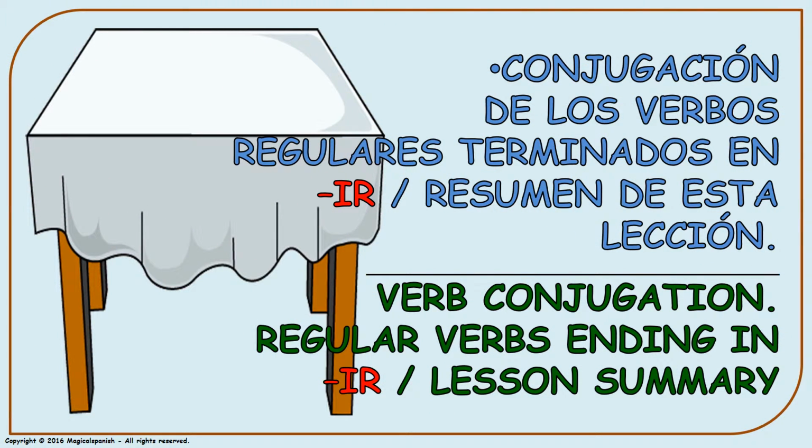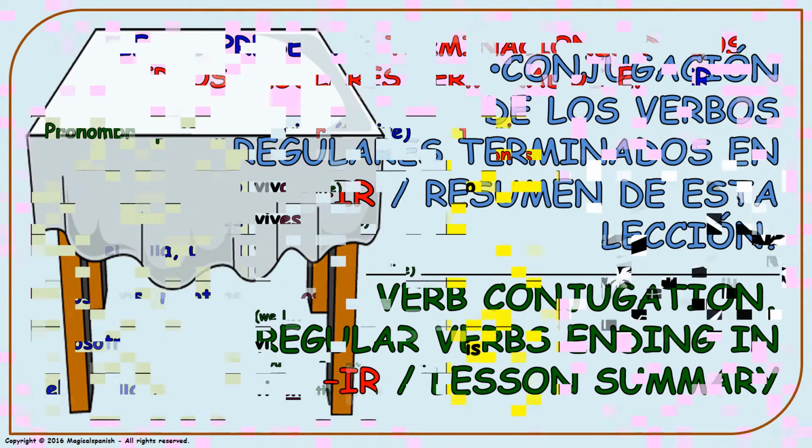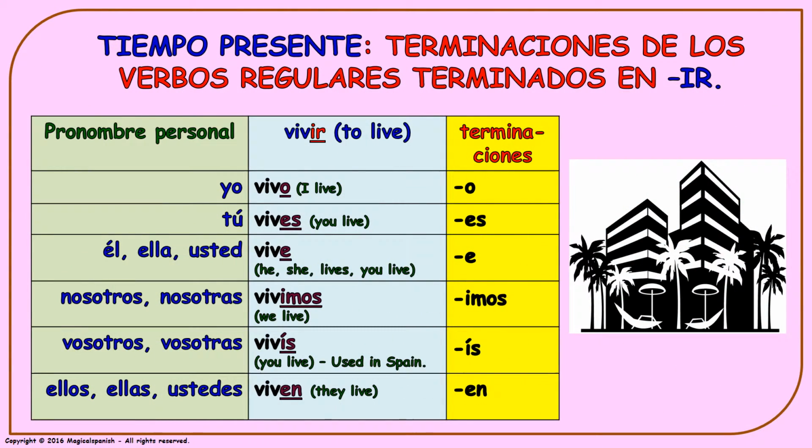Conjugación de los verbos regulares terminados en ir. Resumen de esta lección. Verb conjugation. Regular verbs ending in IR. Lesson summary. Tiempo presente. Terminaciones de los verbos regulares terminados en ir.